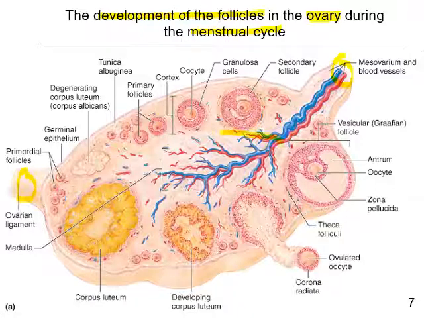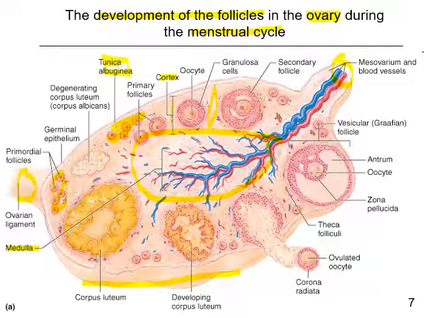The middle layer of the ovary is called the medulla, and the outer layer of the ovary is called the cortex. The surface of the ovary is called the tunica albuginea, just like the surface of the testis in the male. In the cortex of the ovary are hundreds of primordial follicles. They are throughout the cortex of the ovary.